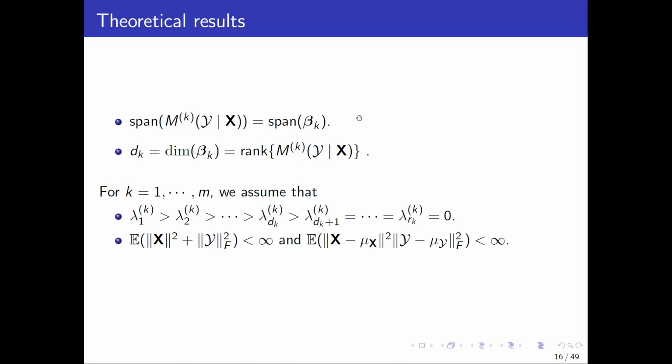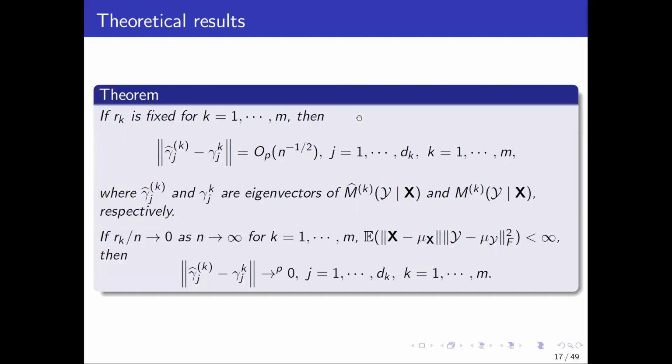So we show some consistency results under these two assumptions. One is assuming that for each mode, we have a unique non-zero eigenvalue for the mode K TMDD. And we also assume some finite moments. Then if the dimensions of a tensor response are all fixed, the estimated eigenvectors are square root of n consistent estimators. And we also study the case when the dimension grows with the sample size. If the dimension grows with the sample size, which satisfies this condition, we were able to have the consistency result.